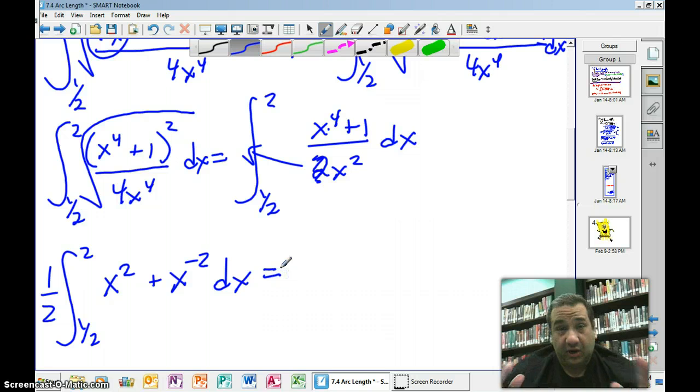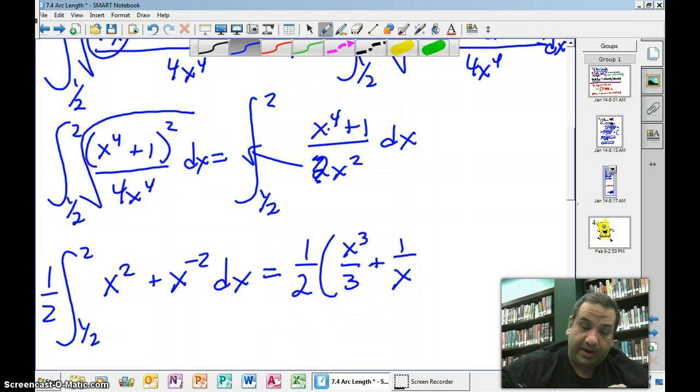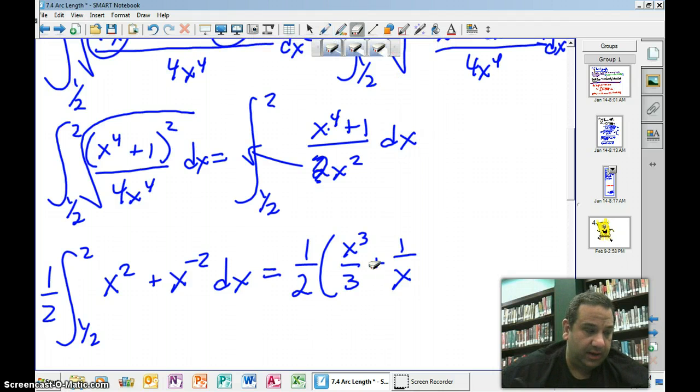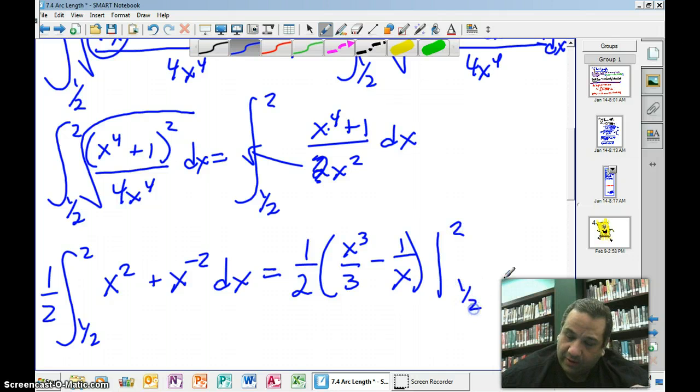Now I'm going to finally integrate, and get 1/2 times x to the 3rd over 3 minus 1 over x. Yes. Okay, I'm going to evaluate that from 1/2 to 2. We're just about there.